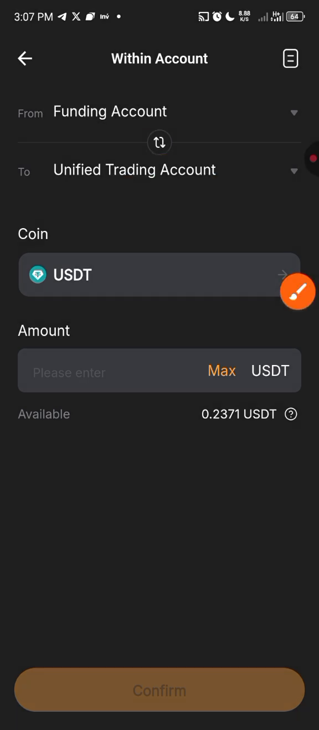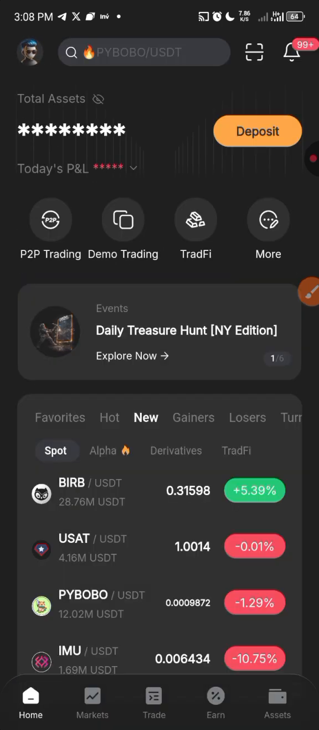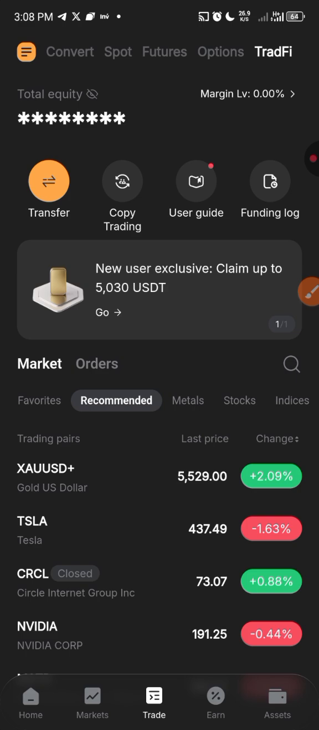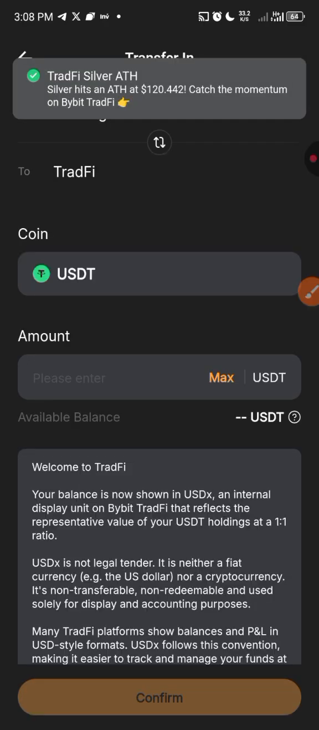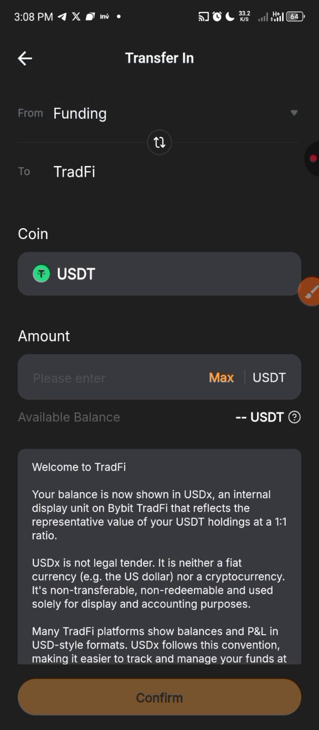You have funding, you have unified. Now for you to be able to transfer the money from your main account to your TradeFi account, it has to be on the funding. Your money has to be on the funding. So let's go back again to trade, then go to TradeFi, then click on transfer. Now once you click on transfer, remember we are still trying to transfer our money.